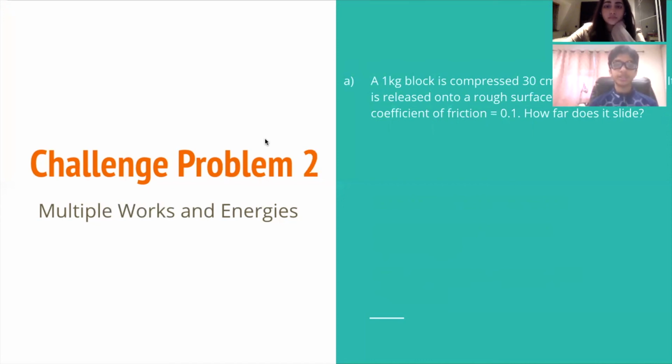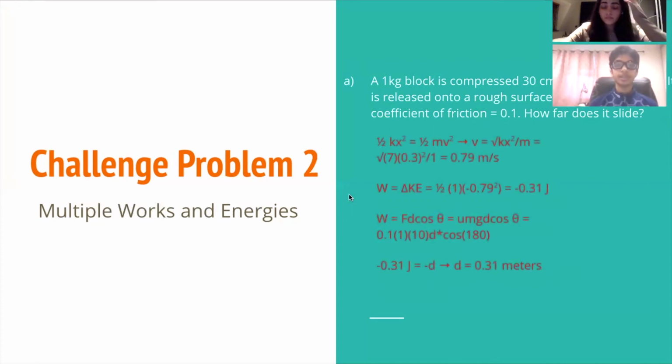But first we need to know that conceptually speaking, first the block will take its spring potential energy and convert that to kinetic energy, and then the work done by friction will slow it down until it has no energy left. So we can set that all together with first, spring potential energy is 1/2 kx squared, setting that to the kinetic energy 1/2 mv squared, and we can find that the velocity will be square root of kx squared over m, and that's actually 0.79 meters per second. So as soon as you release the block, it will be moving at 0.79 meters per second.